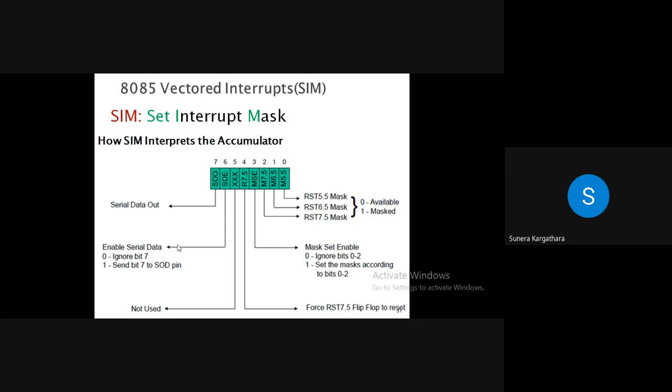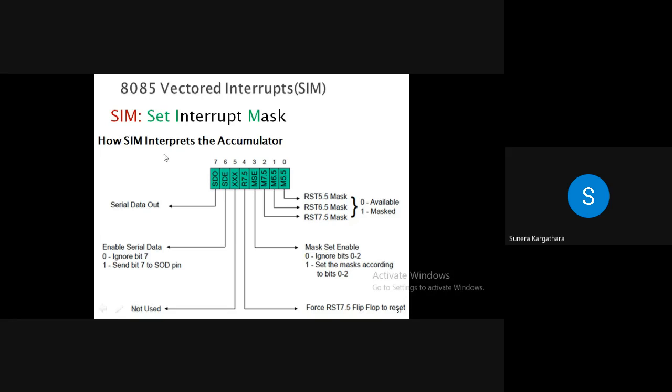Same with set interrupt mask. Suppose I am giving an interrupt on 3 pins simultaneously, our processor will read that on these 3 pins there is an interrupt. Are you able to understand, student? Suppose I am masking a particular interrupt, how that will be read by the processor, that also we need to understand. First just focus on SIM, set interrupt mask.